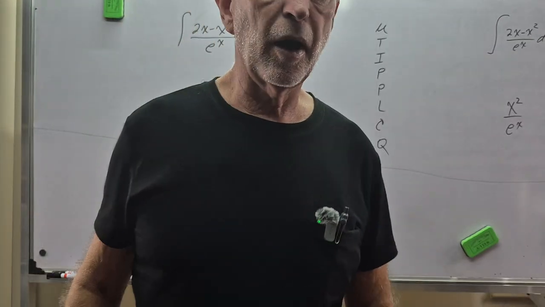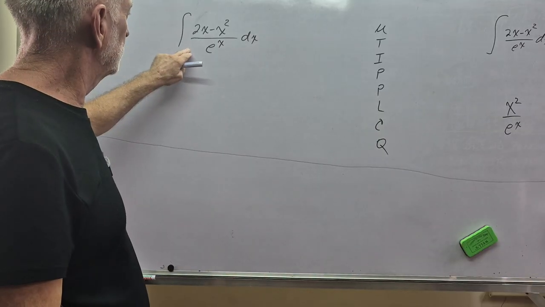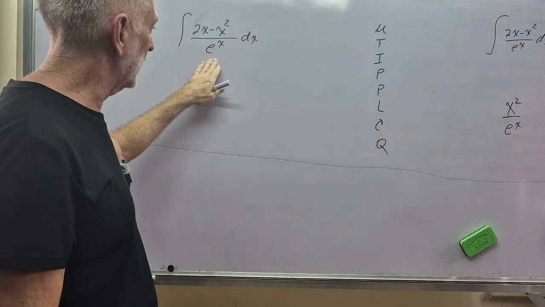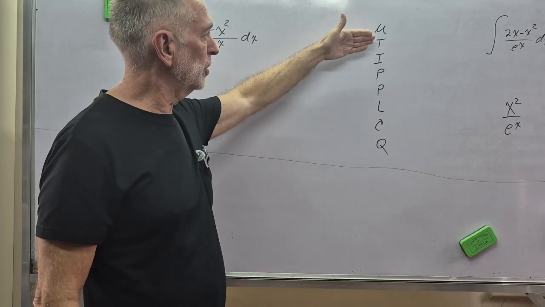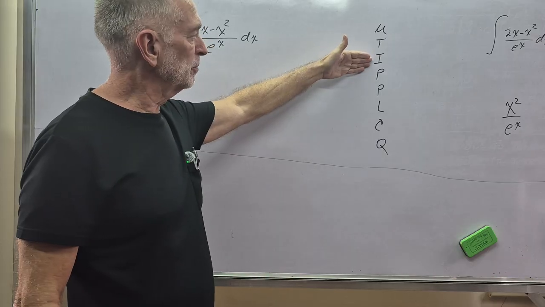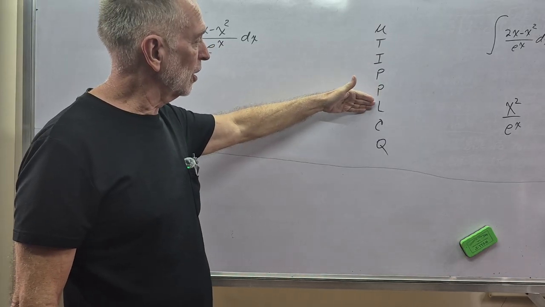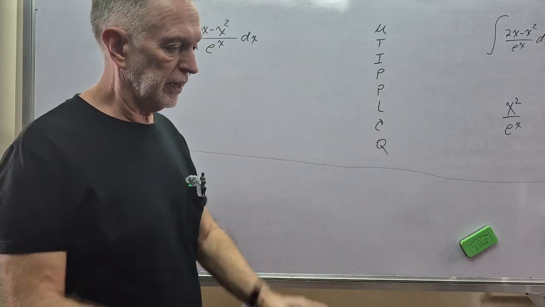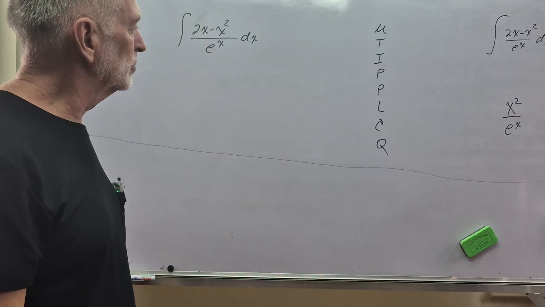Hey guys, Dr. Brown here, and tonight we're working on an integration problem, the integral of 2x minus x squared over e to the x. Now you know our tools, if you follow the channel: u-sub, trig sub, integration by parts, partial fractions, power reduction, long division, completing the square, and something I call method of quadratics, just a method to separate those terms out.